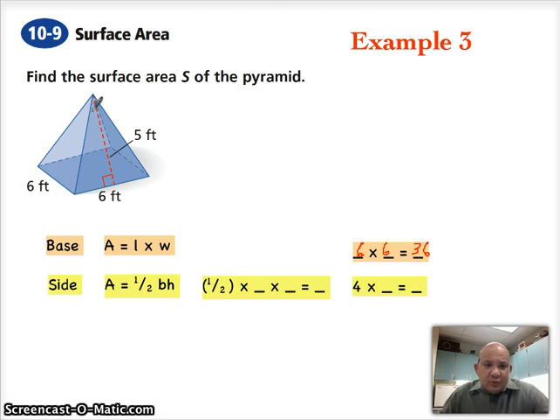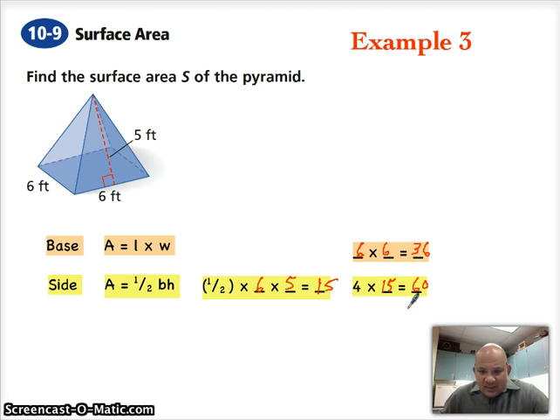And then we'll go ahead and use a formula to find the area of a triangle, and that's area equals half base times height. So here we have a base of 6, a height of 5. And then we also multiply that by 1/2. So 1/2 times 6 times 5 gives us 15. Now that is one of the triangular surfaces. There are 4 of them. So 4 times 15 gives us 60.